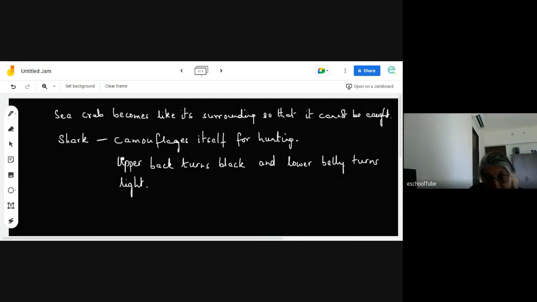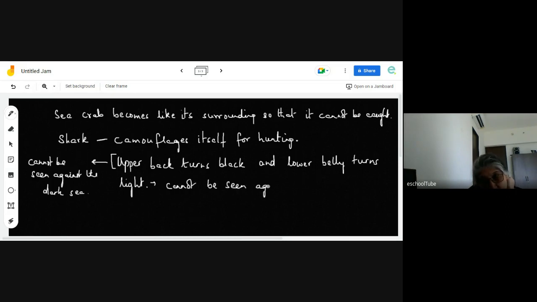हाँ. So upper black होती है तो cannot be seen against the dark sea. And जो नीचे से light होती है, turns light, cannot be seen against light. तो किसी को पता ही नहीं चलता कि शार्क आ रही है उनको खाने के लिए. And what is this called? This type of camouflage is called what?